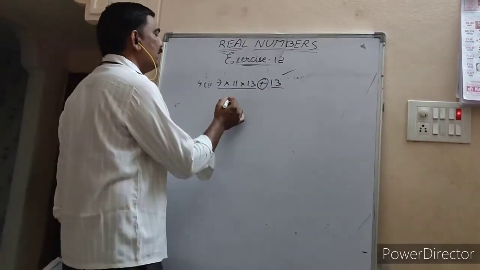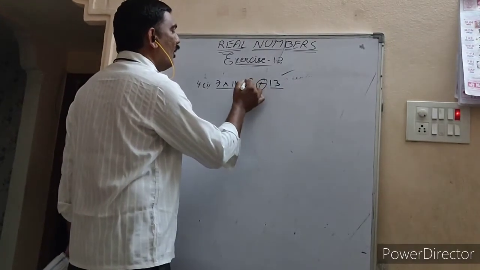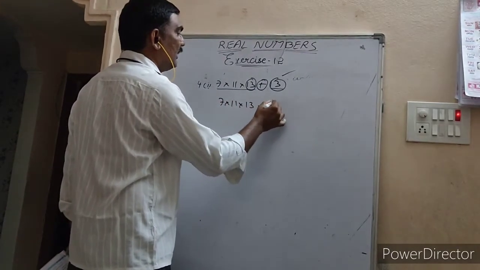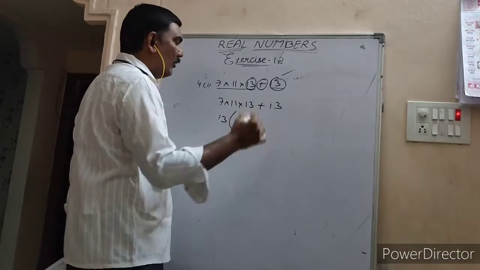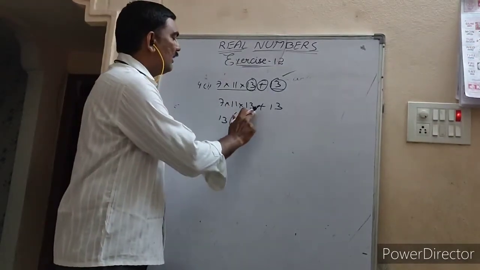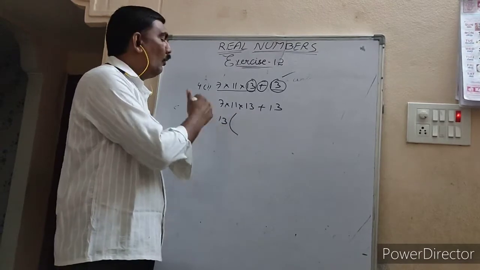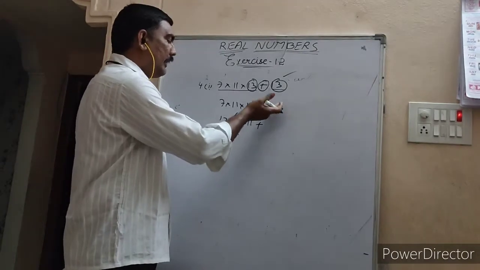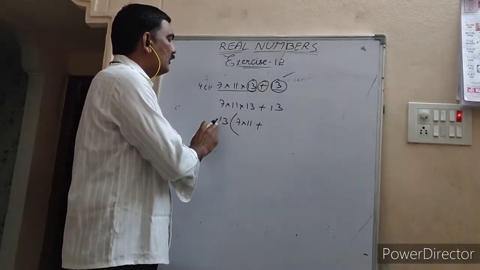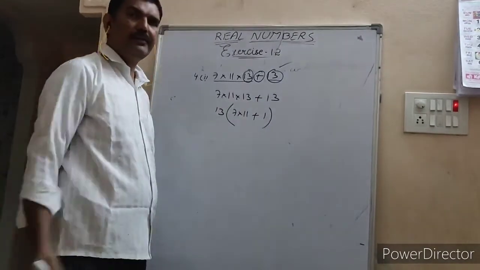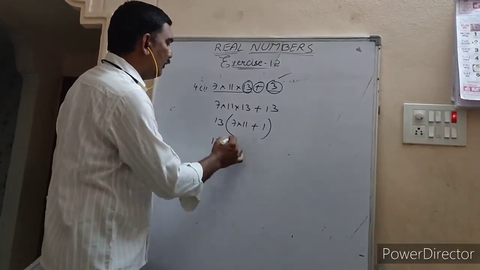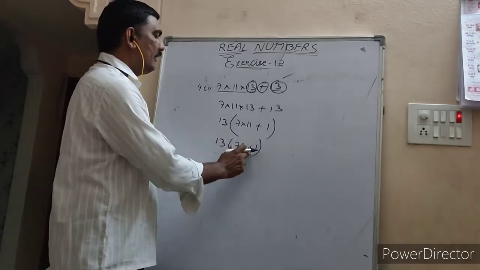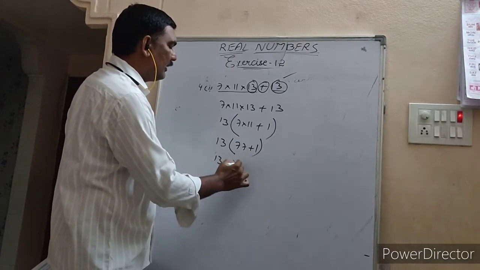So first, in these 2 terms, the common number is 13. So in 7 into 11 into 13 plus 13, you are taking 13 as common. In the first term, if you take 13 as common, what is remained? 7 into 11 is remained. Next, in this, 13 only is there. 13 you took as common, so 13 ones are 13. I have to write 1. Now clearly 7 into 11 is 77, plus 1, 77 plus 1 is 78.